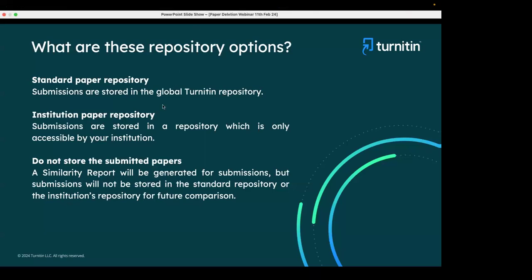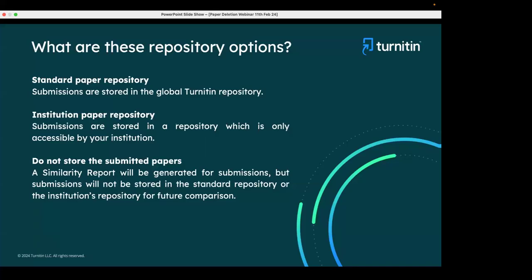Institutional paper repository, when I talk about institutional paper repository, submissions are stored in the repository, which is only accessible by your institution. And the use case of institutional paper repository is to identify student collusion. If students are copy pasting from each other and submitting the assignments, that is where the institutional paper repository will be helpful. Again, this is only available with an application called Turnitin Feedback Studio. So please make a note, the users who have Feedback Studio as an application can make use of this institutional paper repository.